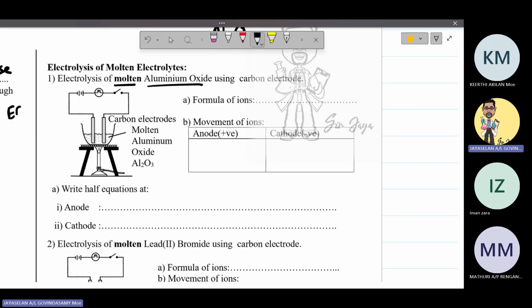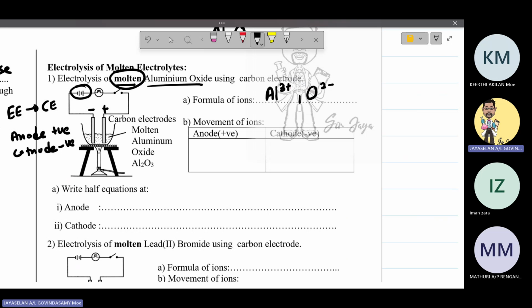After that, I erase all this. The energy change: electrical energy converted into chemical energy. Anode is the positive terminal. Cathode is the negative terminal. Which one is positive and which is negative? I look at the symbol. The long vertical line is positive, and the short one is negative. You must look carefully. Now the formula of the ions: Al3 positive, O2 negative. Why do I take 2 ions? Because they put molten, leburan.